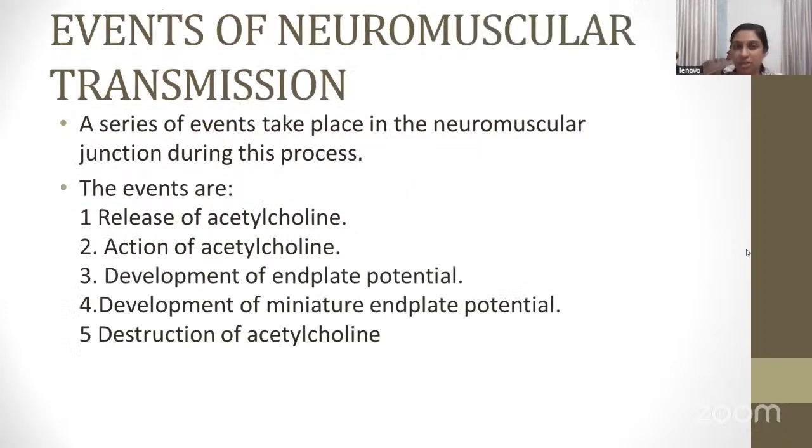So what are the events in neuromuscular transmission? First thing is that when an impulse is occurring, there is a release of acetylcholine from the presynaptic membrane. Presynaptic membrane is a part of the nerve terminal and postsynaptic part is part of the muscle end plate. So presynaptic is a part of the neuron, whereas postsynaptic membrane is a part of the muscle end plate. Okay. So the initial step is that we have to release the acetylcholine.